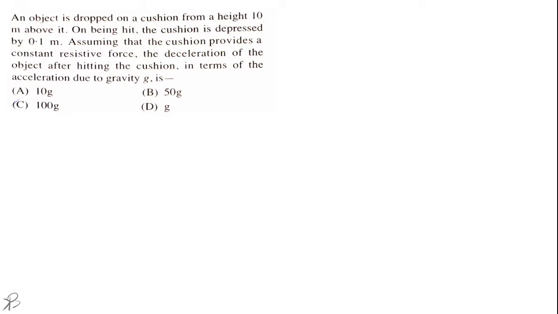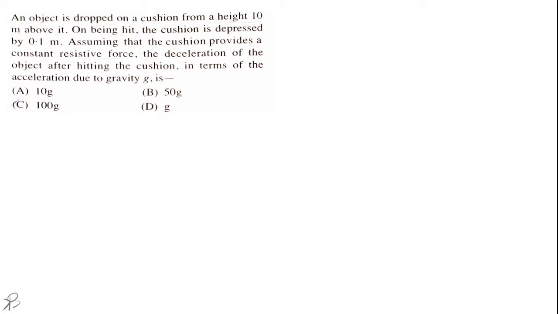An object is dropped on a cushion from a height of 10 meter above it. On being hit, the cushion is depressed by 0.1 meter. Assuming that the cushion provides a constant resistive force, the deceleration of the object after hitting the cushion in terms of acceleration due to gravity g is.